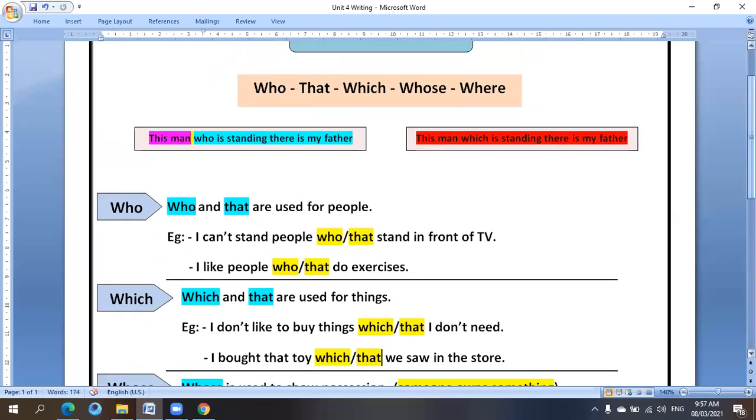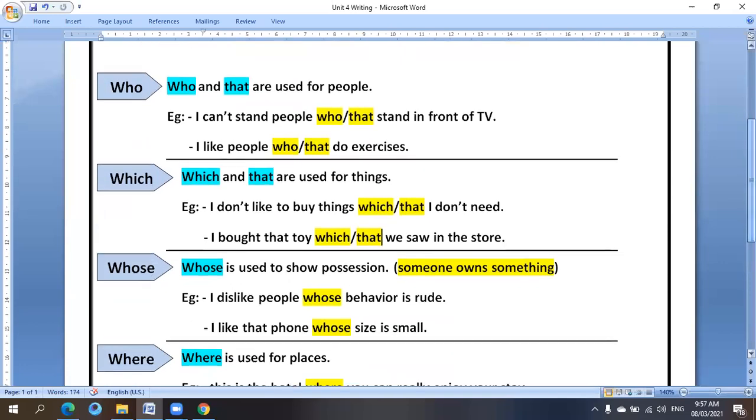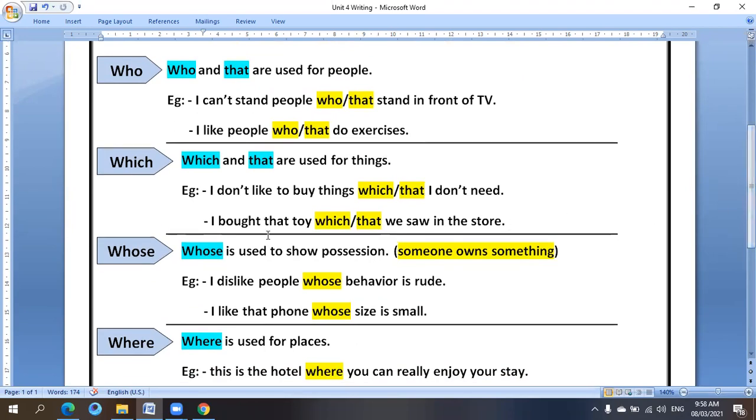Whose? What about whose? I think all of us know who and which, but I think whose may be new for some. So let's know when do we use whose? Whose is used to show possession. What's meant by possession? ملكية. Someone owns something. Focus here. I dislike people whose behavior is rude. So this behavior, who owns this behavior? People.